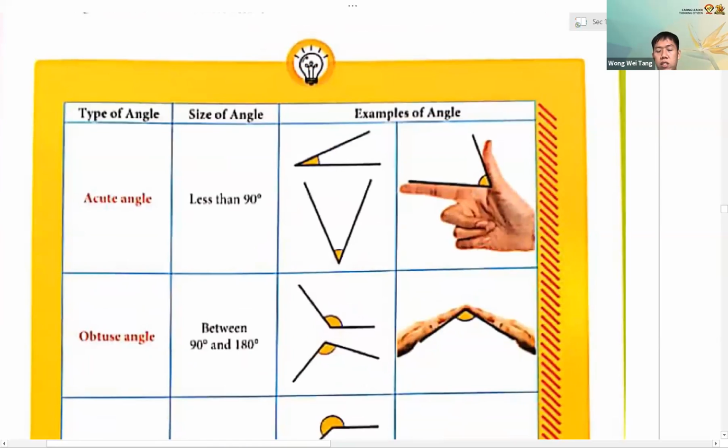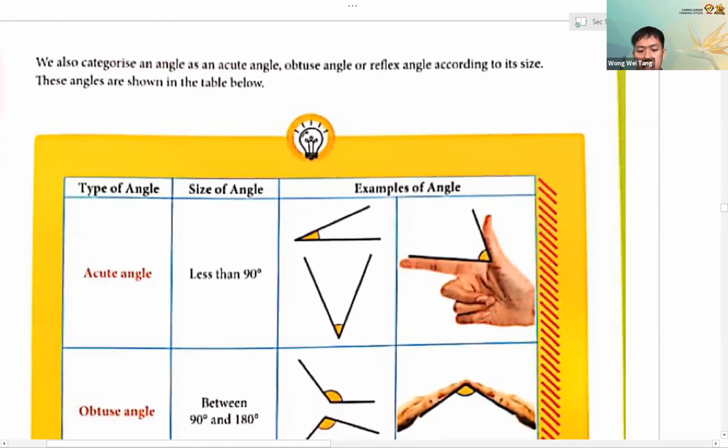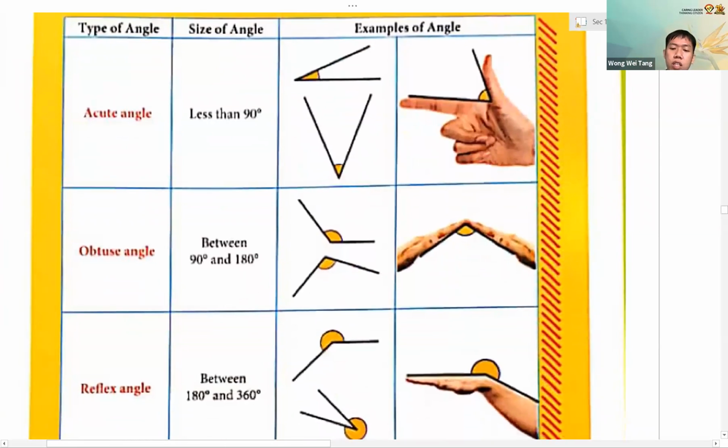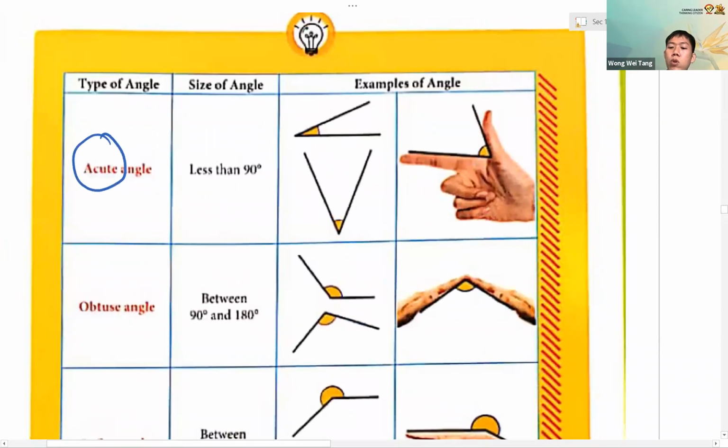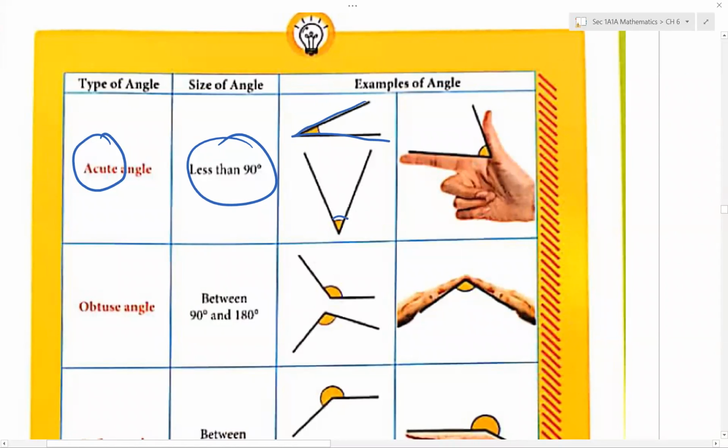Okay, so next, here is your next task. We need to be able to identify different types of angle. We have three more types of angles that we need to know. First is called acute. Acute refers to a small angle. How small is it? It is less than 90 degrees. These are some examples. Small angles, less than 90 degrees. Looks quite cute. Small, small one.